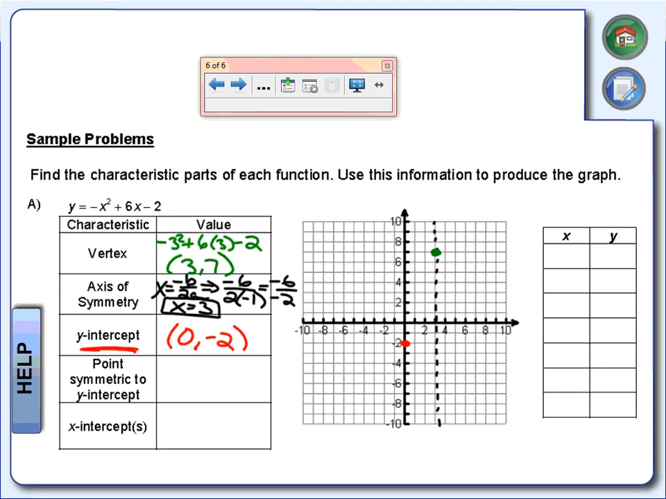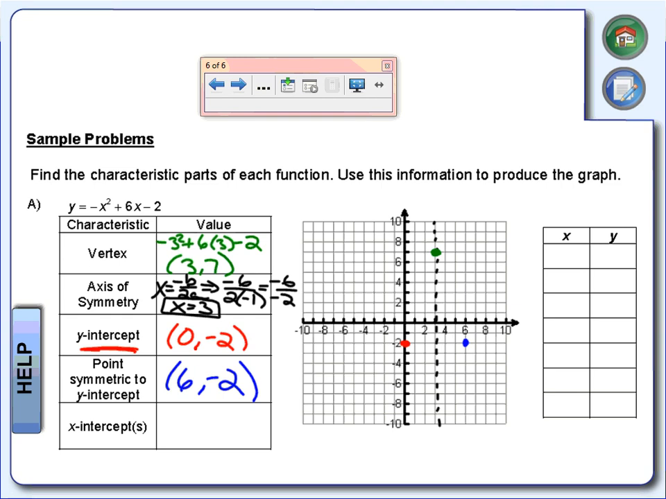Okay, the next thing I'm going to look for is the point symmetric to the y-intercept. In other words, I'm looking for the point that's directly across from this red dot that I have here, the y-intercept. So where would that fall? Well, look, I'm 3 units away from that axis of symmetry, so I'm going to go 3 units in the other direction. That would put me right there. That's the point that's symmetric to the y-intercept. And what is that ordered pair right there? 6, negative 2. So write that down for me. That is that point, 6, negative 2.